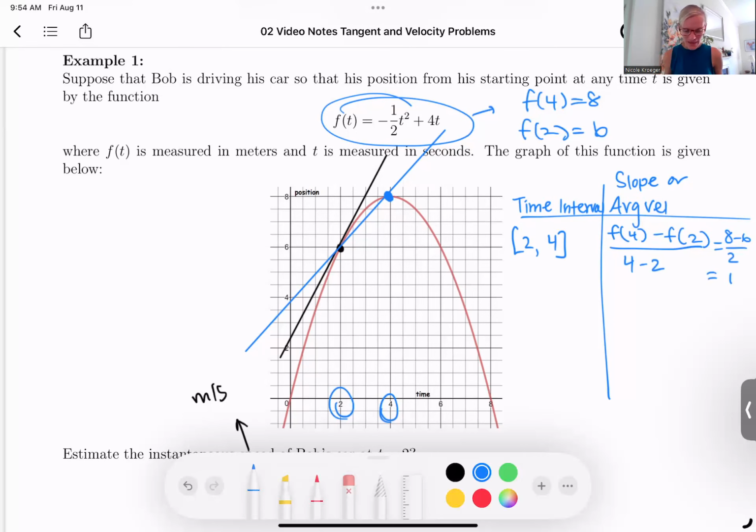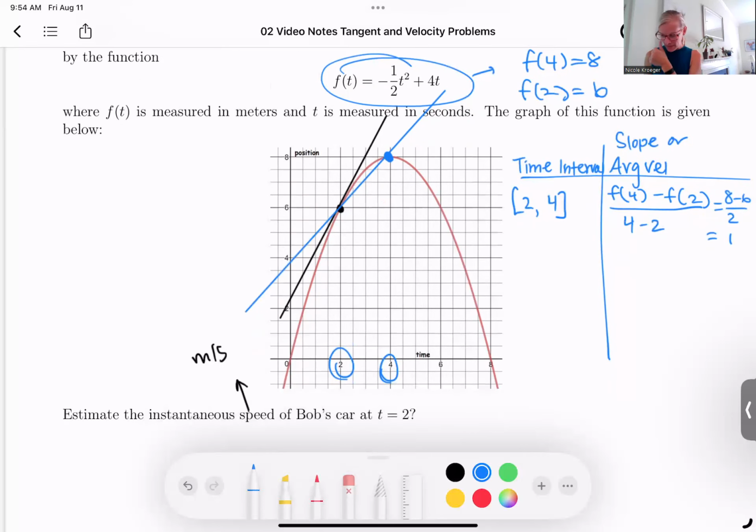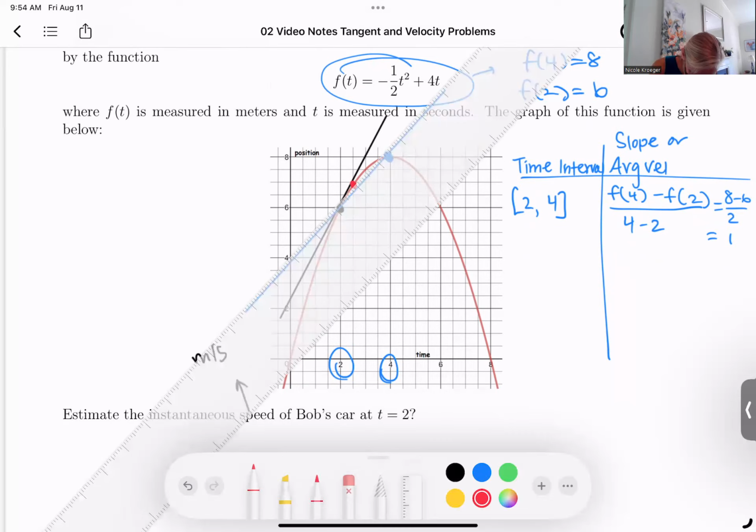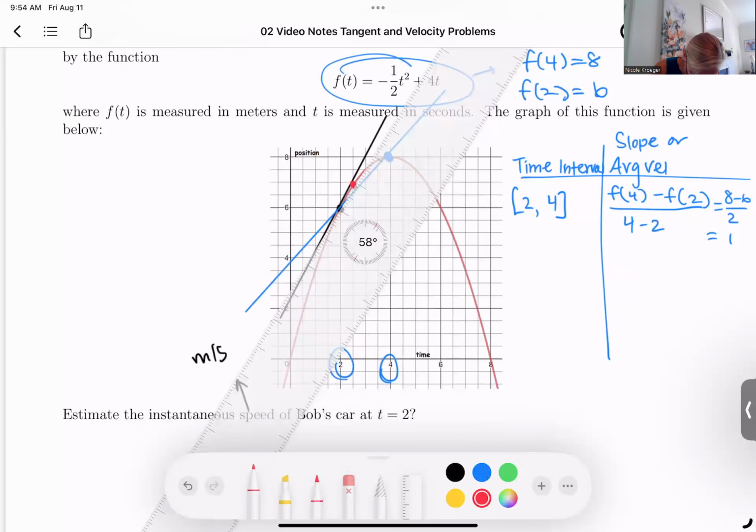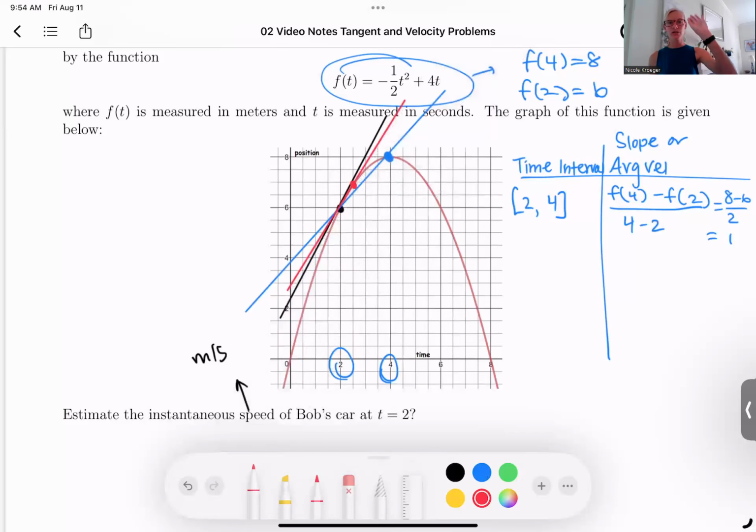Okay, let's make our estimate better. So let's pick a number that's closer to 2. I'm going to pick like 2.1, which is really close, but let me draw it. If I pick a point here, which is closer to 2, the x value is closer to 2, and I draw the line between my black point and my red point, that red line is much closer to the black line than the blue line was. So that's a better approximation for the slope of my black line. So that's why I'm going to pick a number other than 4 that's closer to 2. Let's pick something really close to 2, like 2.1.